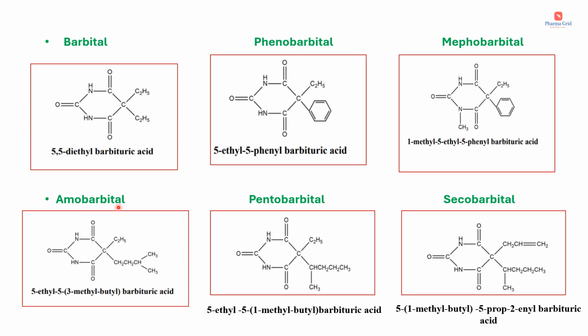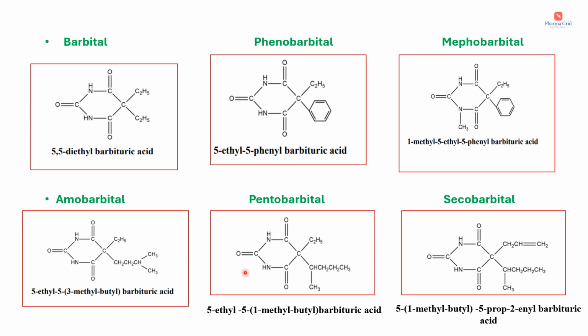Now amobarbital. In amobarbital, the fifth carbon is substituted with one ethyl group and a second, 3-methyl butyl group. So amobarbital is also known as 5-ethyl 5-(3-methyl butyl) barbituric acid. If we consider the total number of carbon atoms in the fifth position, it will be 2 plus 5, that is 7. So amobarbital is considered an intermediate-acting barbiturate.